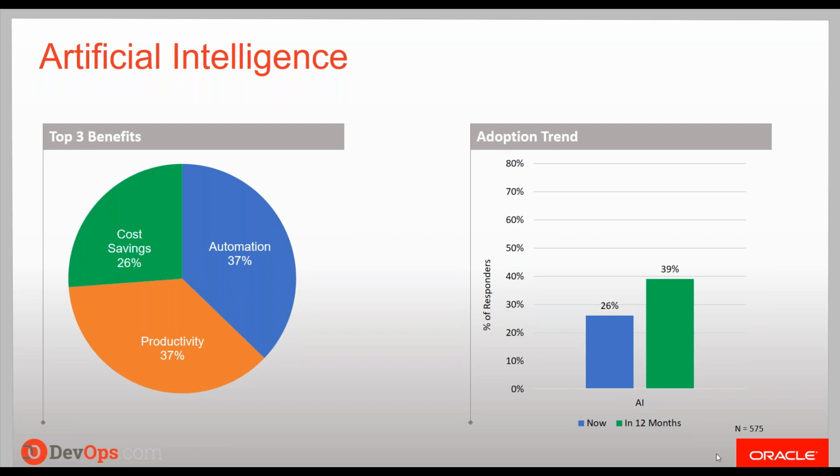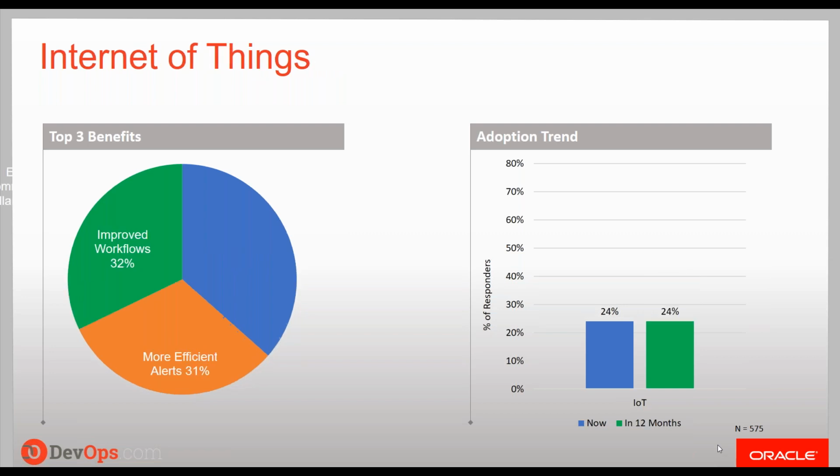Absolutely. Good. Let us next, because we're running low on time, move over to IoT. Ashish, I have to admit I was disappointed in the adoption trend on this one. I thought it would be higher. And what's even scarier is that even within the next 12 months, it still comes in under 50%. Benefits: enhanced communication and collaboration, more efficient alerts, improved workflows. Agreed. What do you think IoT brings to DevOps?